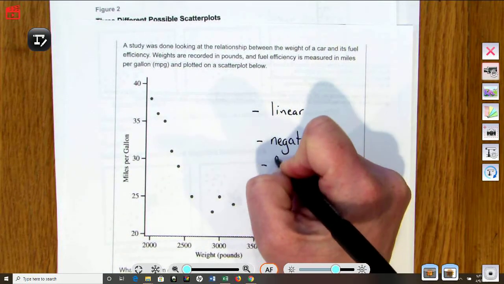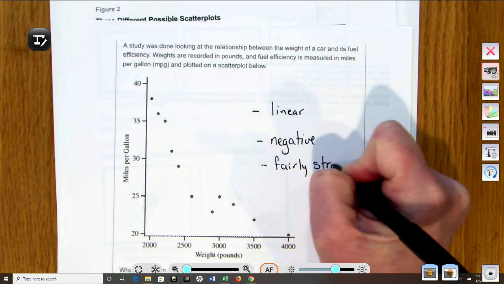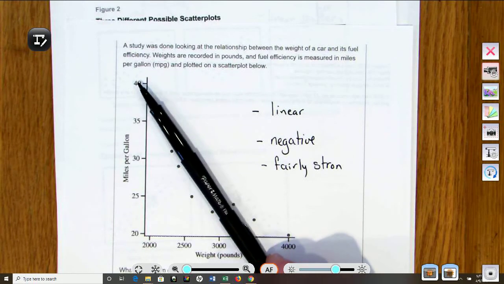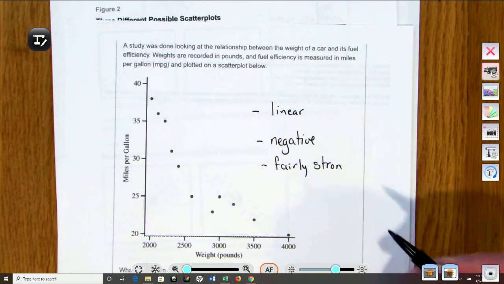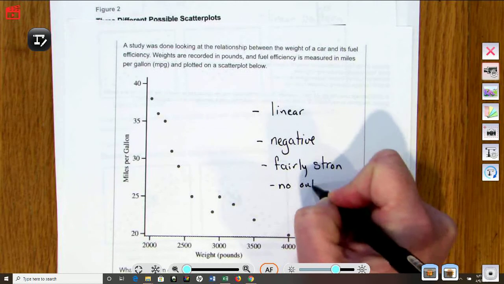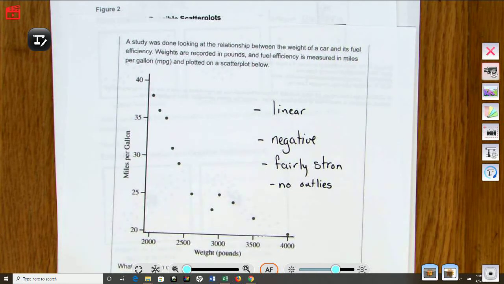Fairly strong because they look like they're pretty close. Again, I'll put my pen back up there. If I put my pen back on there kind of as that line, that seems to fit. They're all pretty close to that line. And I do not really see any outliers that I could come up with. No one was way off the beaten path, except maybe this guy. But then again, it's hard to say.